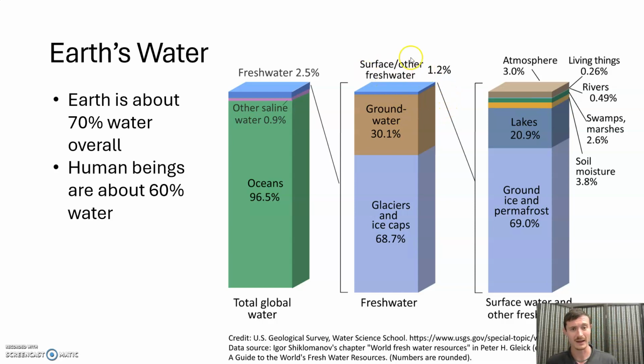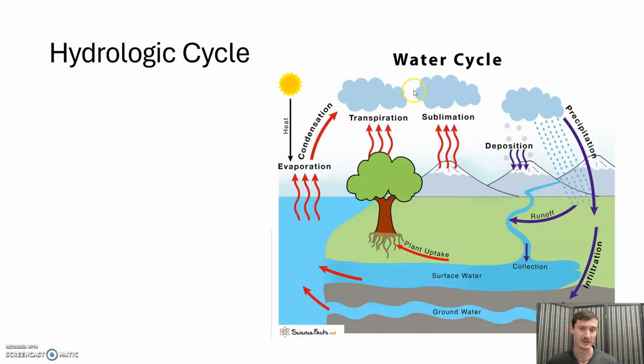And of that surface and other fresh water, a lot of it is going to be in ground ice and permafrost form, which is inaccessible to human beings. Only a little bit of that is in lakes, rivers, living things, the atmosphere. So we're talking about a tiny fraction of a fraction of a fraction of a fraction of a percent of all the water on Earth that is going to hold on to a lot of life, and that's going to be extremely important for us as human beings, just to put it into perspective.